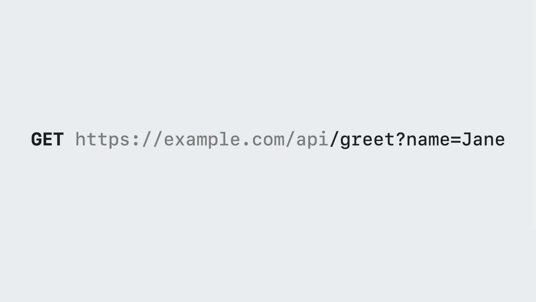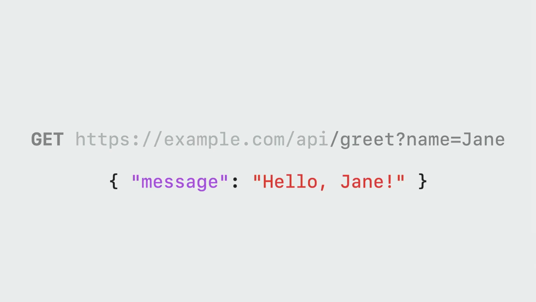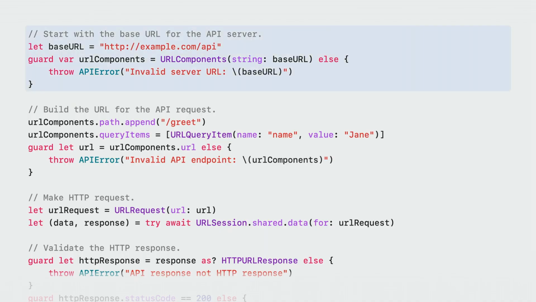Remember our example API endpoint? Well, upon receiving this request, the server returns a personalized greeting in a JSON object. Let's take a look at the code we need to write to call this API without using code generation. First, we need to know the base URL of the server to convert into its components. Then, we append the path component to construct the API endpoint and specify the parameter as a query item. Then we construct a URL request and use URL session to make the HTTP request.